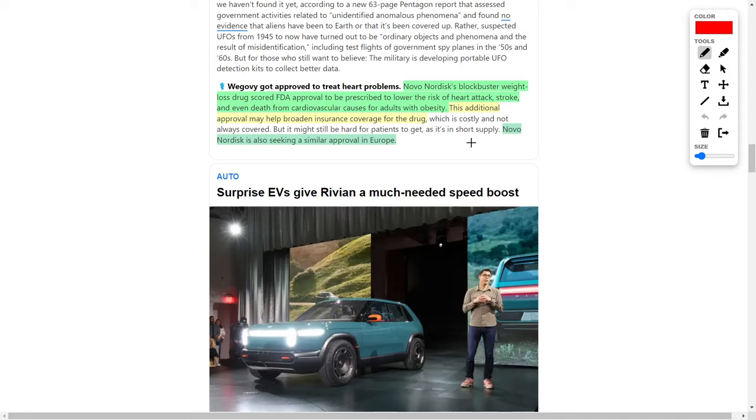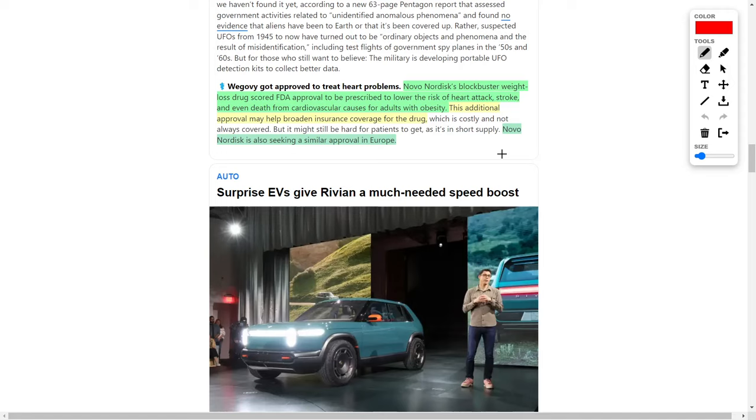Wegovy should specifically be used for adults with obesity, so this is very positive news in regards to this company and their product, and this good news should increase their respective share price. But in my opinion, here's the best part. This approval by the FDA may also help broaden their insurance coverage for this pharmaceutical, making it easier to obtain for customers. And to add even more good news, Novo Nordisk is also seeking a similar type of approval over in Europe, so they are literally making all of the right moves here.